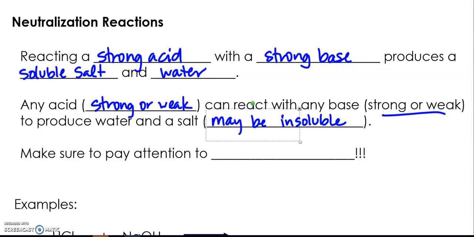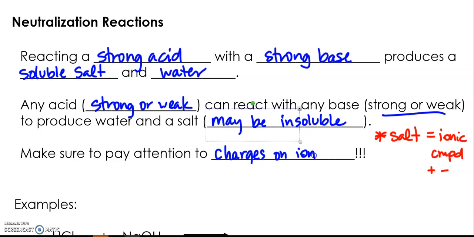All right, quick thing, if you didn't know, we need to make sure we understand what a salt is. A salt doesn't mean it's NaCl, like table salt. Salt means an ionic compound, so anything with a positive and negative charge. So it doesn't have to be NaCl. When you write these reactions, what you need to pay attention to are the charges on your ions as you're making your new compounds.